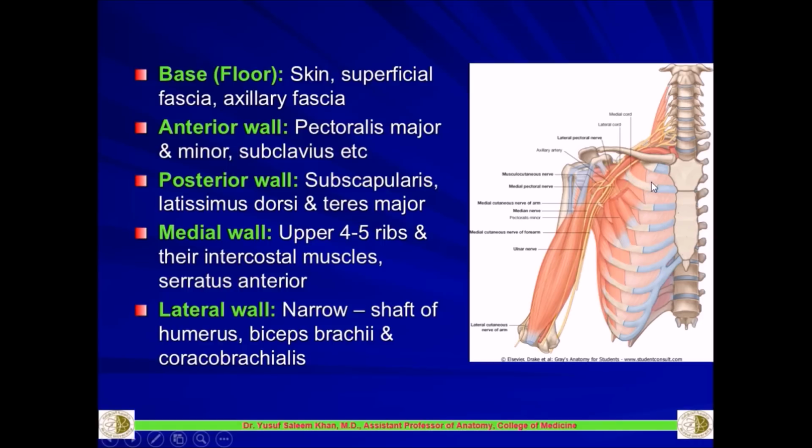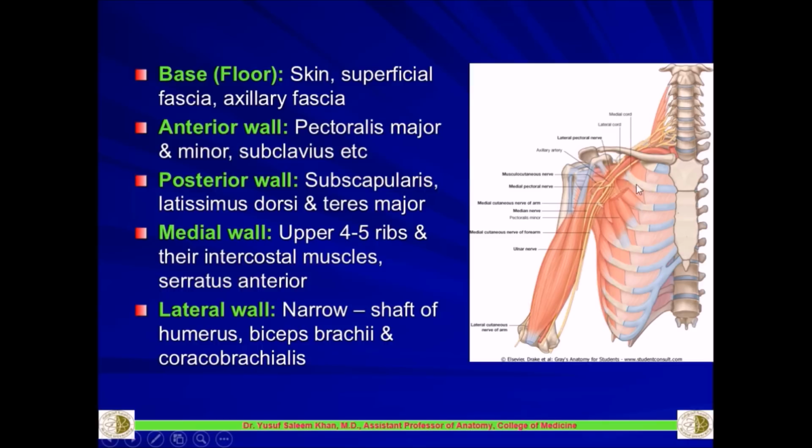So these are the ribs here. This is the first rib, this is the second rib, third rib, fourth rib, and fifth rib. And in between we have the intercostal muscles. Inter means in between, costa means the ribs. So the muscles which are between two ribs will be called the intercostal muscles. There will be 3 layers of these intercostal muscles. So this will be forming the medial wall.